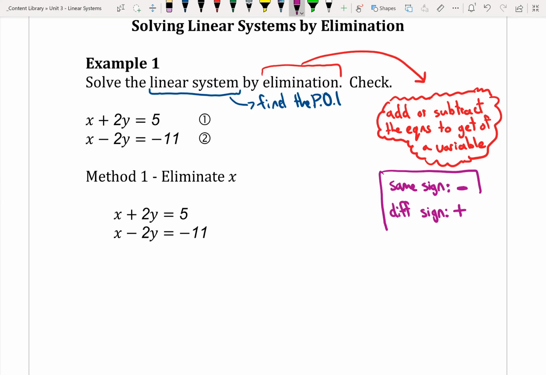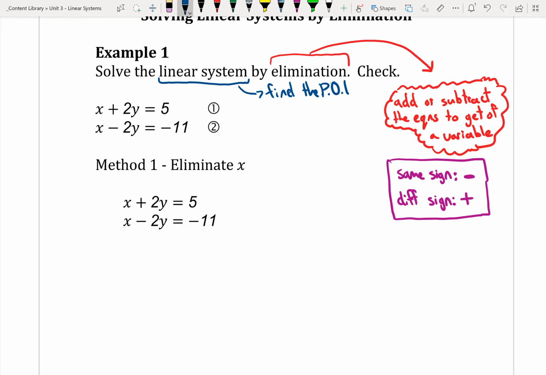Both methods we're going to look at are solving by elimination, but the first one we're going to focus on getting rid of the x. Realistically, when you're doing these on your own, it doesn't matter which variable you want to get rid of. We're going to go through both methods just to show you that you get the same answer either way you do it. So in this case, we're going to eliminate x.